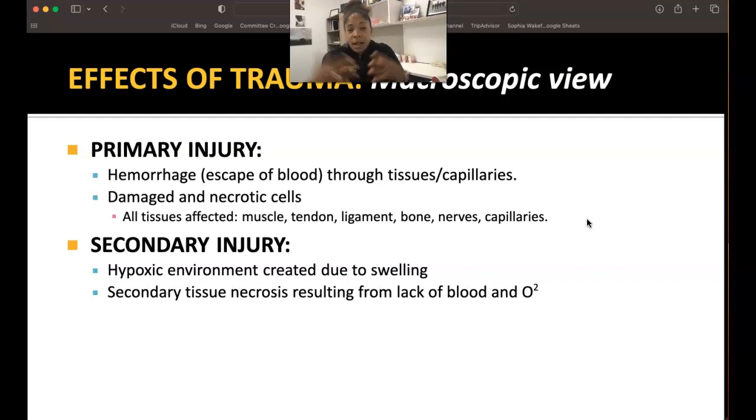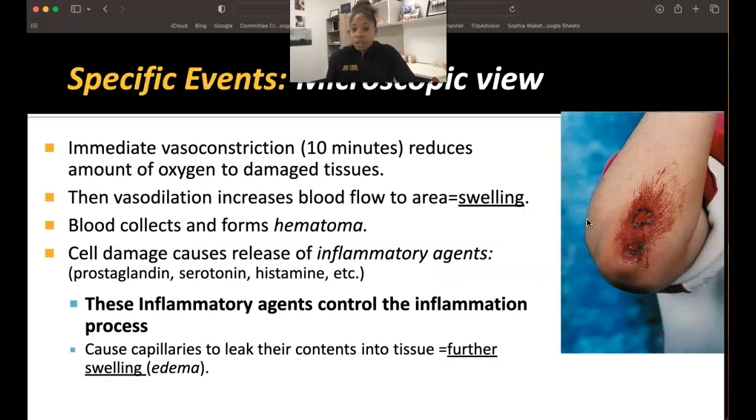And so it creates a hypoxic, lack of oxygen environment. And so then cells start to die off. And so that's where we can intervene. Like, how do we increase blood flow to that area? How do we get more oxygen into that area? How do we begin the process, or how do we stimulate the process of phagocytosis to occur?